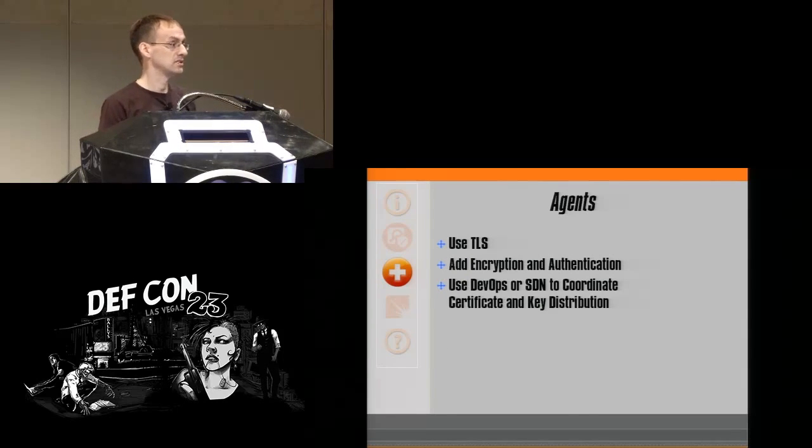Agents. All right, this is common in SDN platforms. They're not using TLS, so they need to use TLS. They need to not only use it for encryption, they also need to use it for auth, especially mutual auth. And then, of course, there's a concern with certificates and key distribution. But you've already got DevOps there, and SDN to do the heavy lifting. Have them also lift the certificates and the keys.